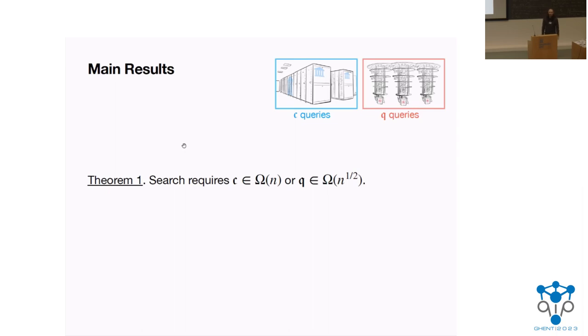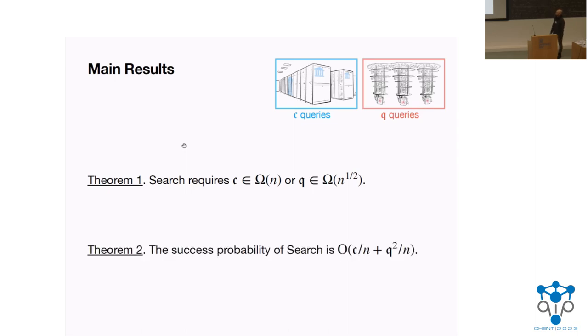So this theorem concerns the scenario when we want the success probability to be close to 1. But we can also consider a small success probability scenario where we are just given some number of classical queries and quantum queries, and we want to see how well we can do. And for that, I can also show tight bounds: the best success probability that you can get is C over n plus Q squared over n. And it's quite easy to see that theorem 2 fully encompasses theorem 1. However, the nice thing about theorem 1 is that its proof is much simpler.